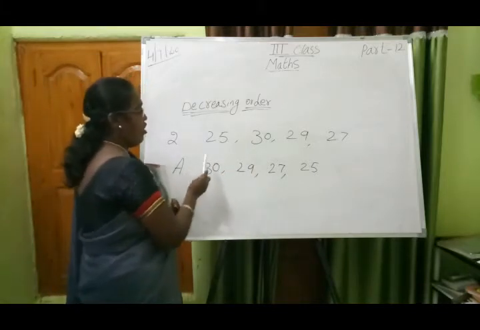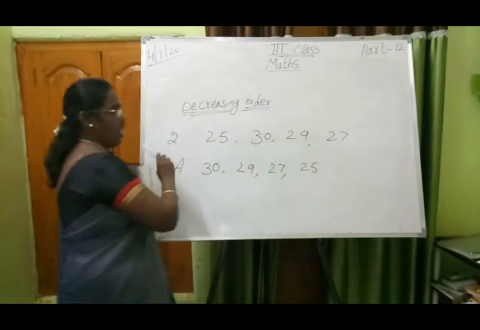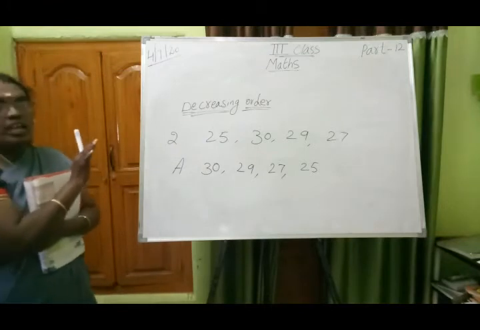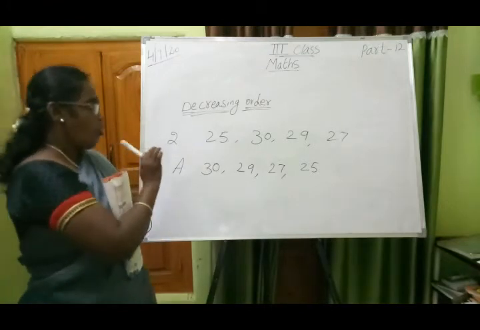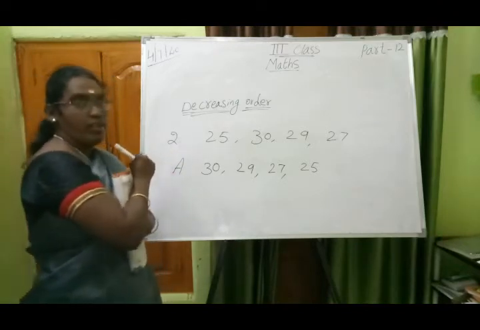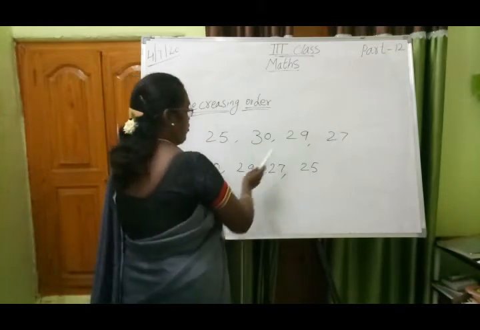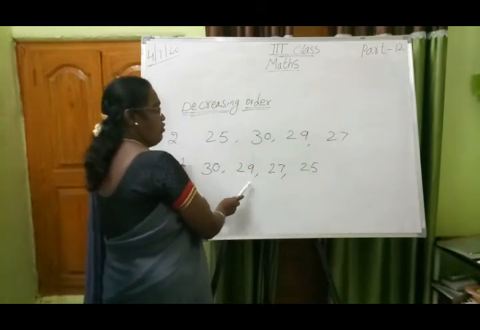The second one is what? Here the 2 is here and here is 2. Now in the 10th place, the numbers are the same, 2 only. So we have to check in the 1's place. In the 1's place, which number is big, children? 9. So we have to write here 2, 9, 29.